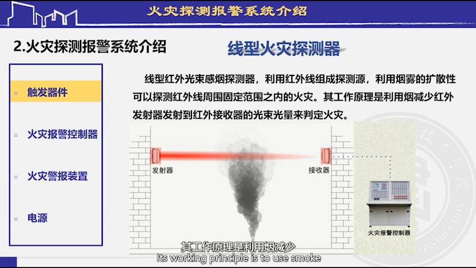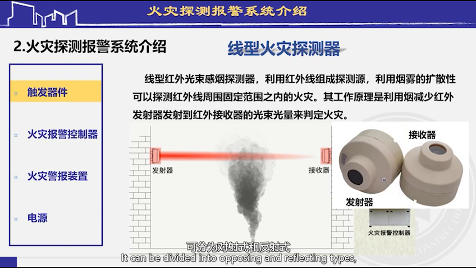Its working principle is to use smoke to reduce the amount of light emitted by the infrared emitter to the infrared receiver to determine the fire. When the dimming rate reaches the preset value, the detector emits a fire alarm signal. It can be divided into opposing and reflecting types, with the opposing type shown in the figure.